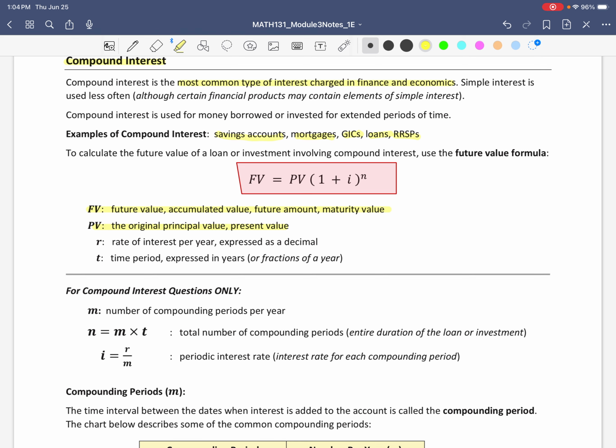Now, this is familiar. We have our R, which is our rate of interest per year expressed as a decimal. That's nothing new. And we are also going to be using T, which is again familiar. It's our time period expressed in years or fractions of a year. Our value for present value is going to be in dollars. But we need to speak about R and T, because as you look at the formula for future value, you don't see that. But we do have this I value and this N value, and we're going to talk about that next.